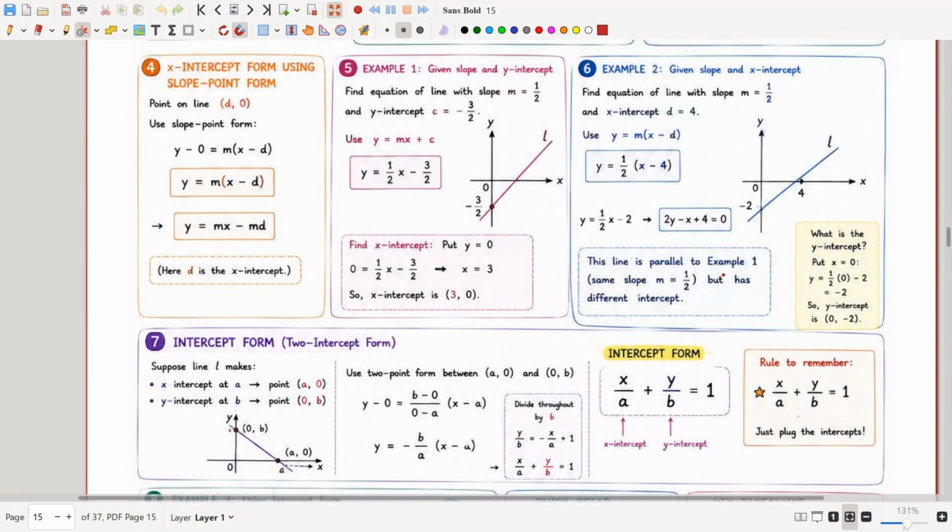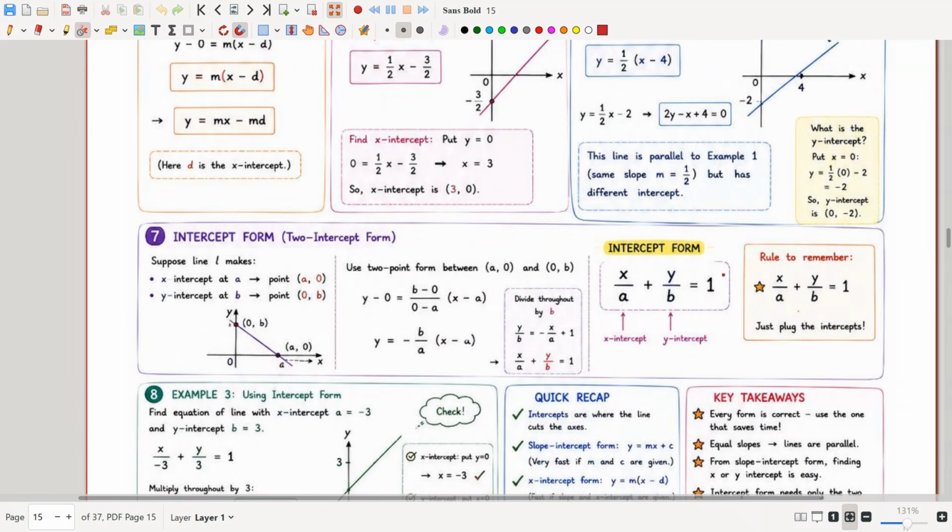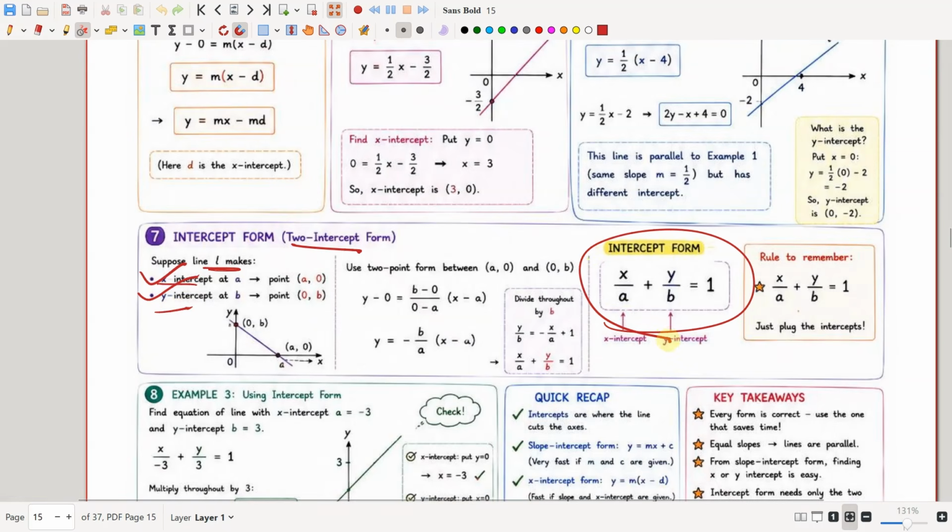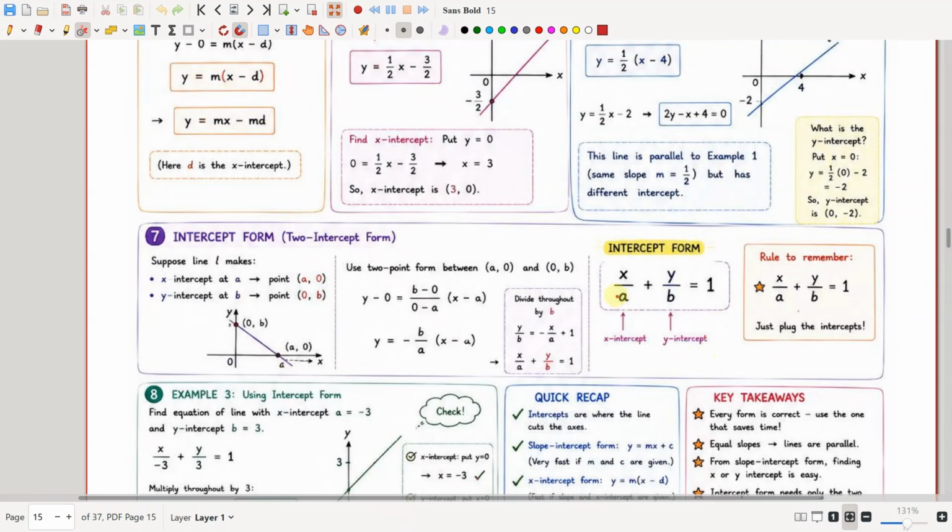Okay. Now, we are given the two intercept form. That is, we have the x-intercept and we also have the y-intercept. So a line is making an x-intercept and y-intercept. When the x-intercept and y-intercept are given together, we can use this formula: x by a plus y by b is equal to 1, where a is the x-intercept and b is the y-intercept. You just have to substitute and simplify this equation to get the line equation for that line.